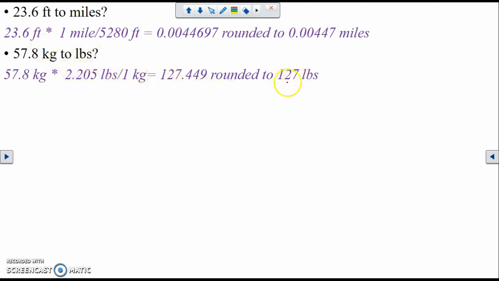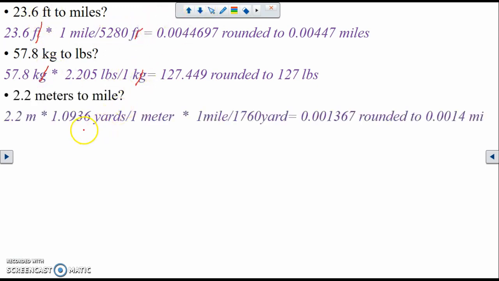We need to round to 3 significant figures again. 1 significant figure, 2 significant figures, 3 significant figures. We'll look at the number to the right. It's less than 5. This number remains the same, and we have that. And again, as you can see also, the units cancel in both of these examples.